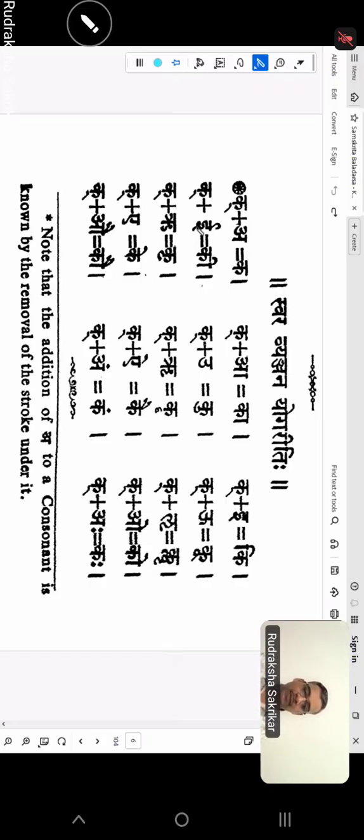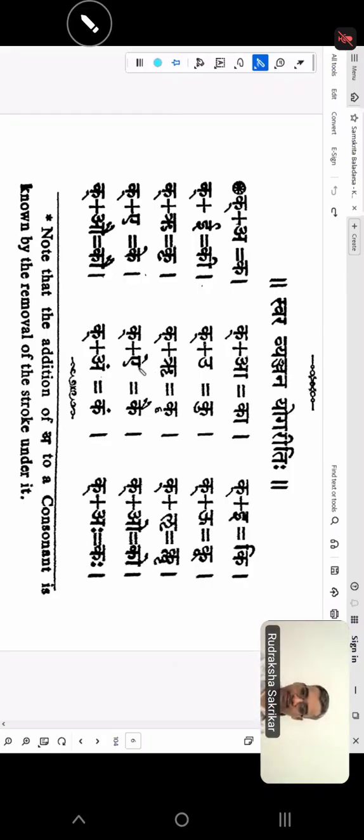So k plus i, ki; k plus rasva u, ku; k plus dirgha u, kū; k plus r, kṛ; k plus dirgha ṝ, kṝ; k plus l, kḷ; k plus e, ke; k plus ai, kai; k plus o, ko; k plus au, kau; k plus am, kam; and k plus aha, kaha.